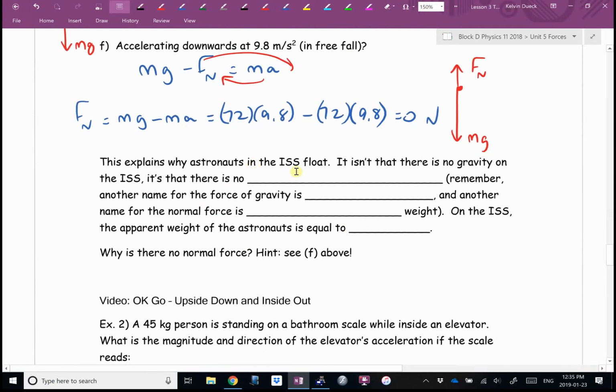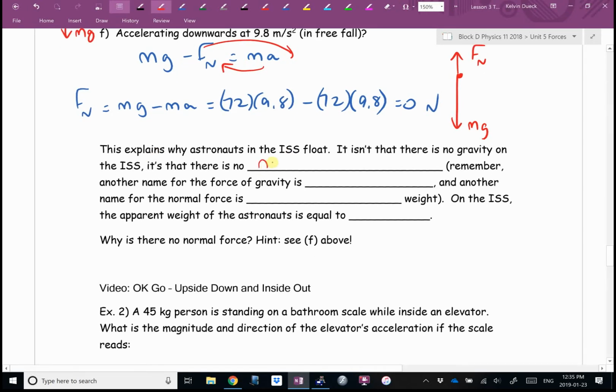This is why astronauts in the International Space Station float. It isn't that there's no gravity. Gravity reaches all the way out to the moon and further. It's that there's no normal force.